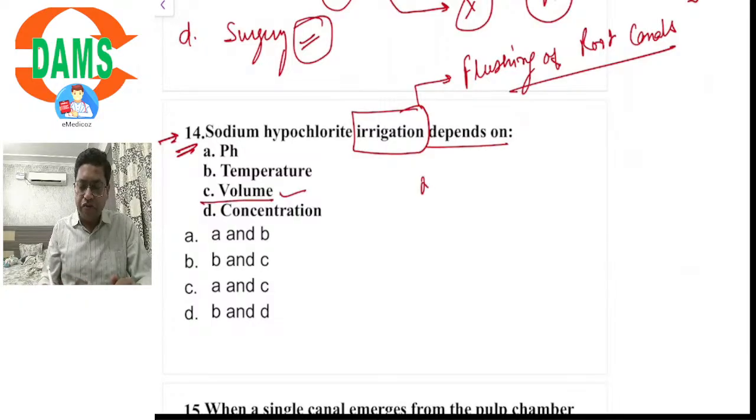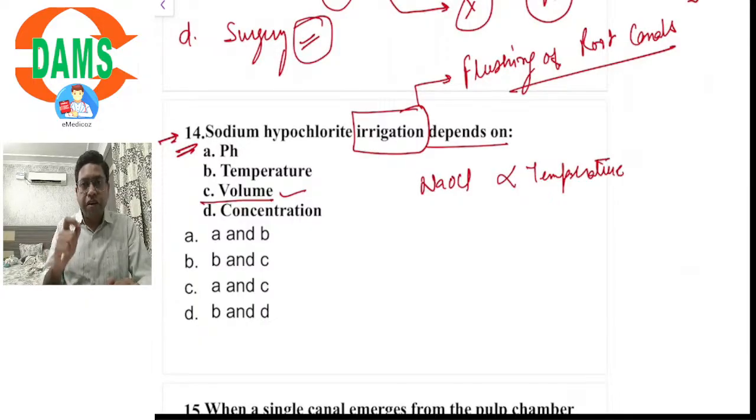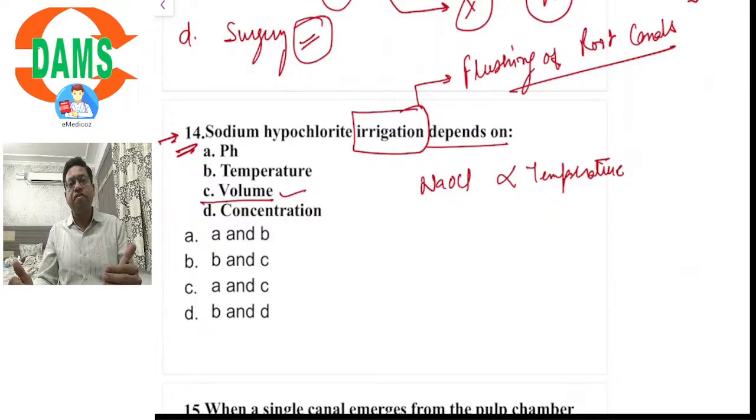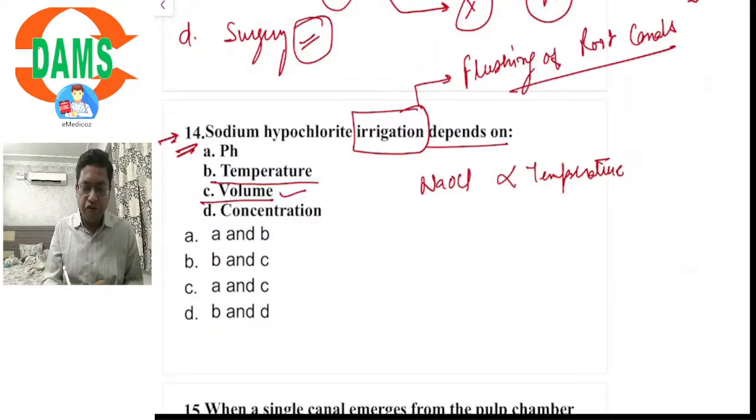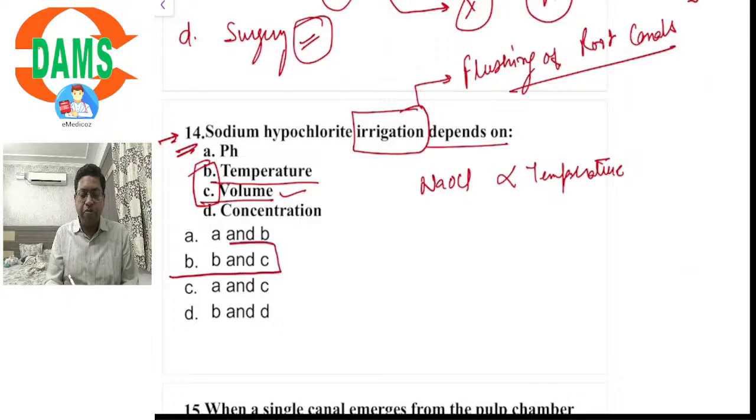Okay, and we know that sodium hypochlorite efficacy is directly proportional to the temperature. As we increase the temperature, the efficacy is doubled for every degree centigrade rise of temperature. We use a heated form of sodium hypochlorite. The efficacy increases by twice for every degree rise of temperature. So temperature and volume, B and C, are the more specific and important parameters. We look at the options: A and B, B and C, A and C, B and D. The best combination is option B, that is B and C, volume and temperature.